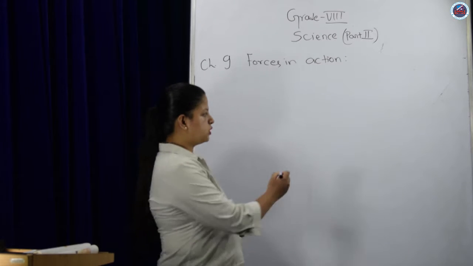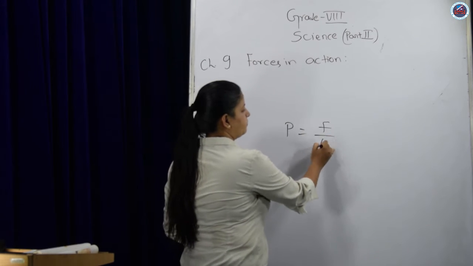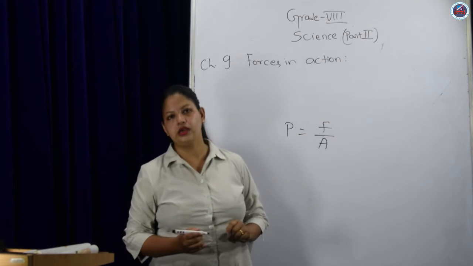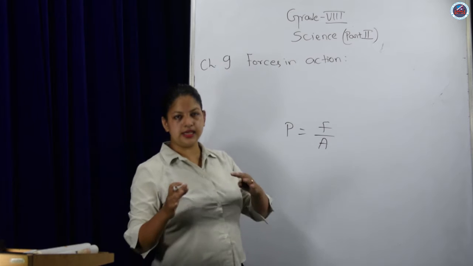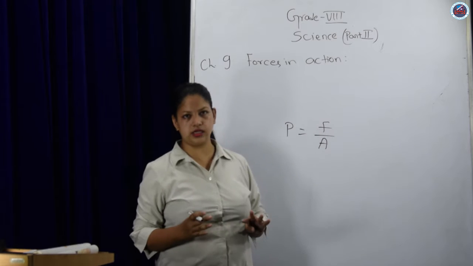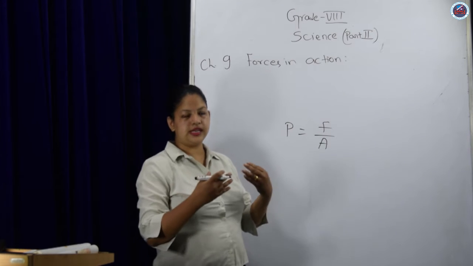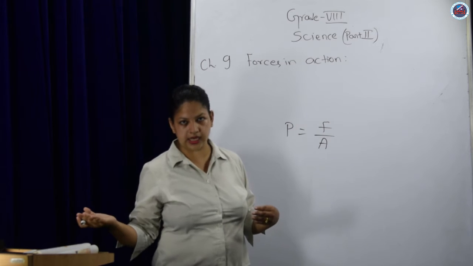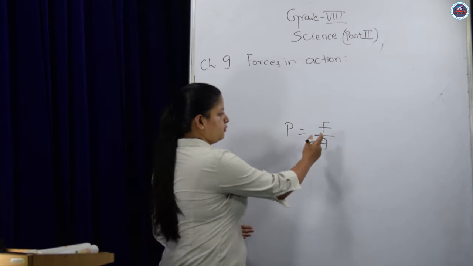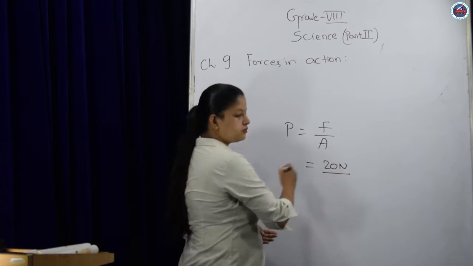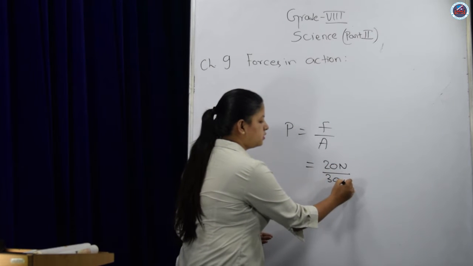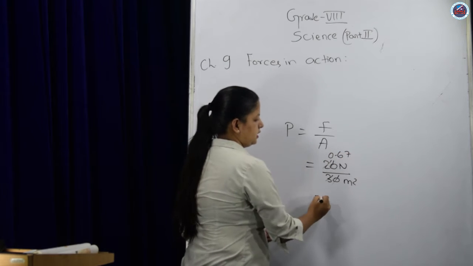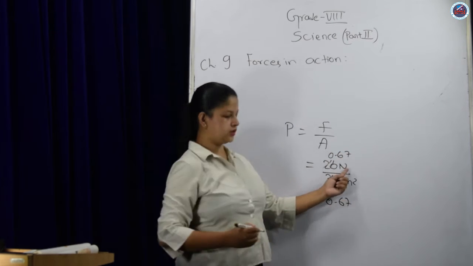In the previous video we learned that pressure is equal to force by area. This is the formula of pressure, P is equal to F by A. In a previous question, a person is applying 20 Newton force on a 30 meter square area, then find the pressure. Force was 20 Newton, area was 30 meter square. We worked it out and got the answer 0.67 Newton per meter square.